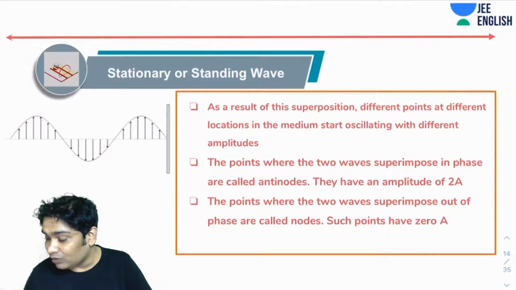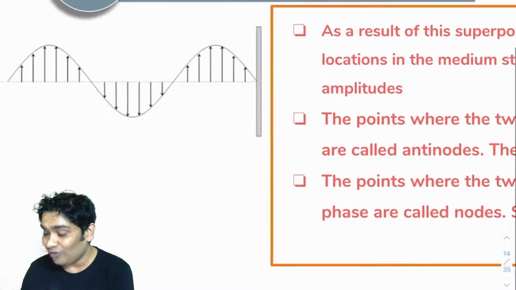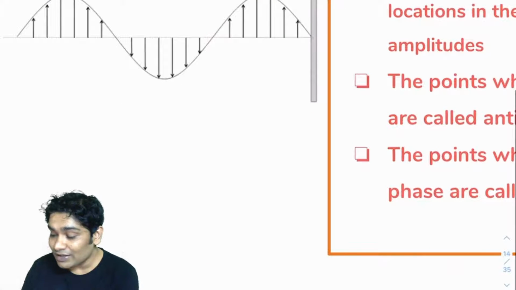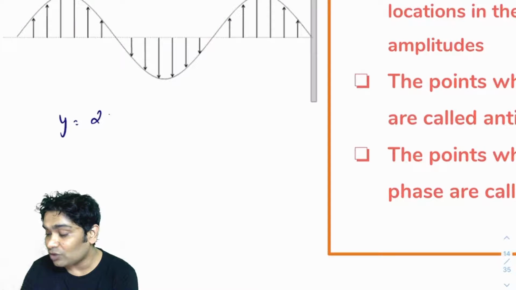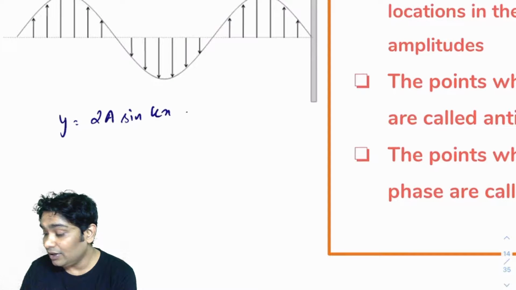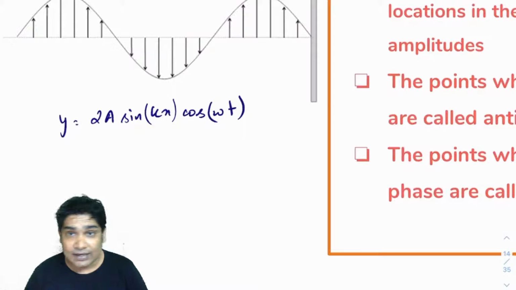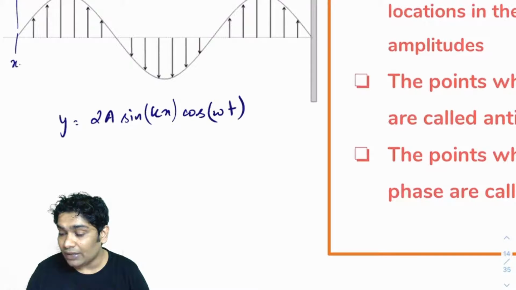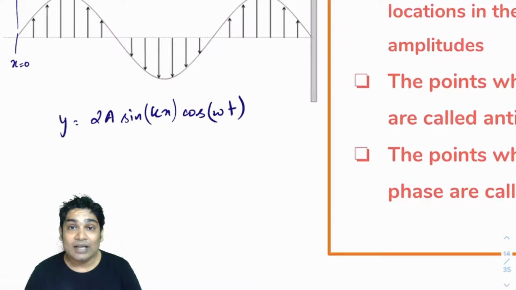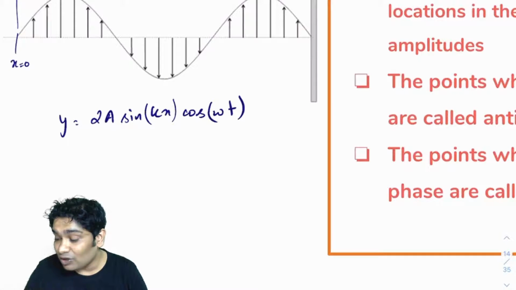if you take a look at the equation, let's write the equation of SHM. What was the wave equation? The wave equation was 2a sin kx cos ωt. So if you look at this equation, what is this telling you? This is telling you, if you go to a position x, let this be x equals 0. At x equals 0, you will realize what will be the equation at x equals 0.